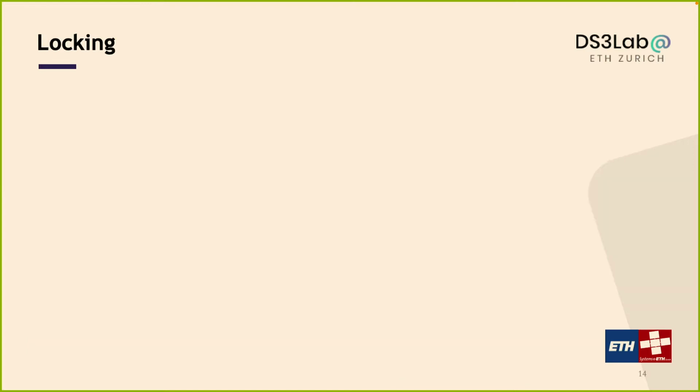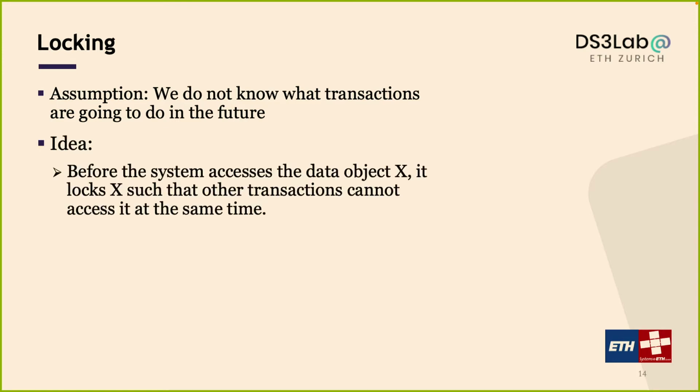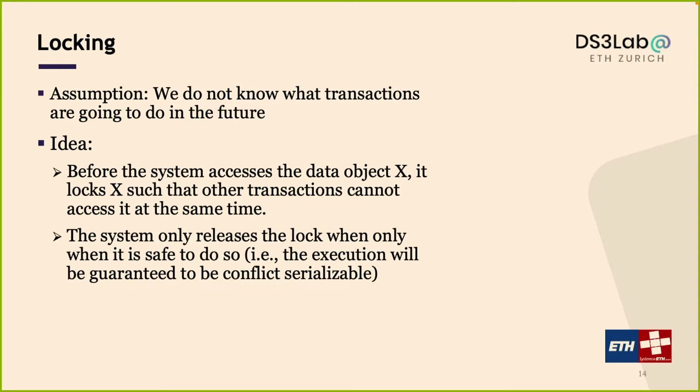There's something that we need to finish up. The way to do that is by holding locks. The one assumption is we don't know what the transaction is going to do in the future. When we talk about a schedule, you always think of the whole transaction. But at the current time point, I only know what has been issued into the system. I don't know what you are going to do in the future. The high-level idea is that before the system accesses a data object, either read or write, it tries to hold a lock, such that other transactions cannot do things on that object at the same time. And the system only releases locks when it's safe to do so.